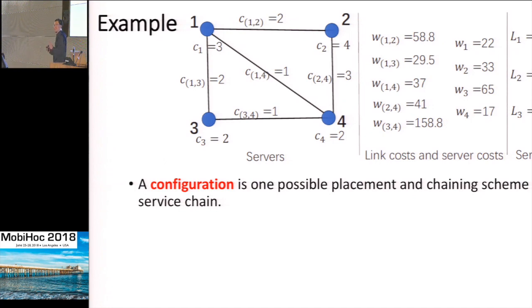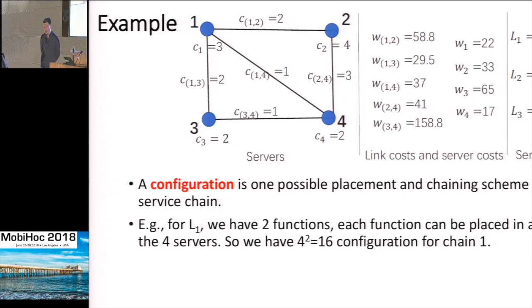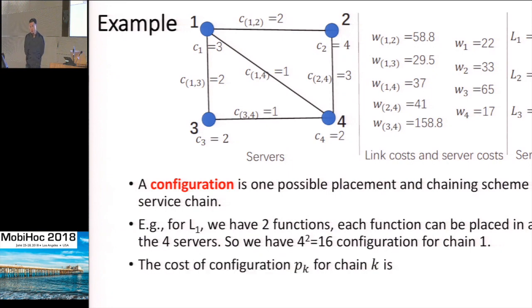So here, let me first define a term. A configuration is one possible placement and chaining scheme for a service chain. For example, in service 1, I have 2 functions, S1 and S2, and each function can be placed in any of the 4 servers in my network. So altogether, I have 4 to the power 2, or 16, different configurations that I can test for service chain 1. And remember, right now I have 3 different service chains.